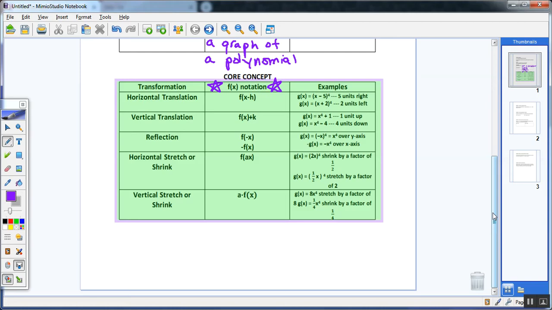The 1/2 is related to 2? What are they of each other? Reciprocals of each other, okay? And then for a vertical stretch or vertical shrink, you're going to have some constant a out here times the whole function. So for instance, if x to the fourth was the function, g of x equals 8x to the fourth would be a vertical stretch by a factor of 8. If I had g of x equal 1/4 x to the fourth, that would be a vertical shrink.